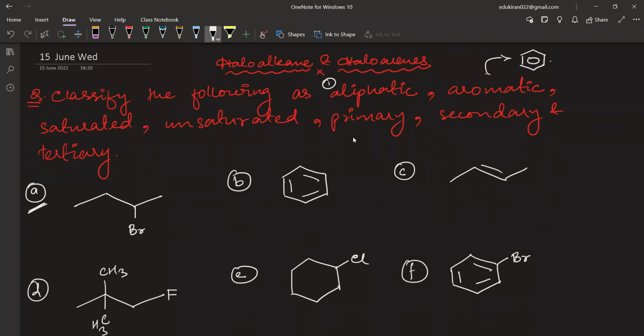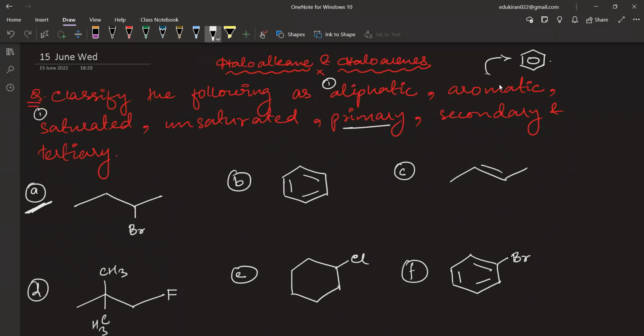Is it saturated? We are not moving to B yet. Okay, is A saturated? Yes or no? Yes, sir. Right, it is saturated. Very good. If it is saturated, it will never be unsaturated.